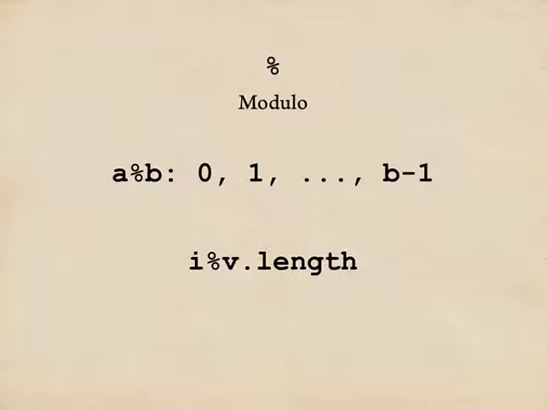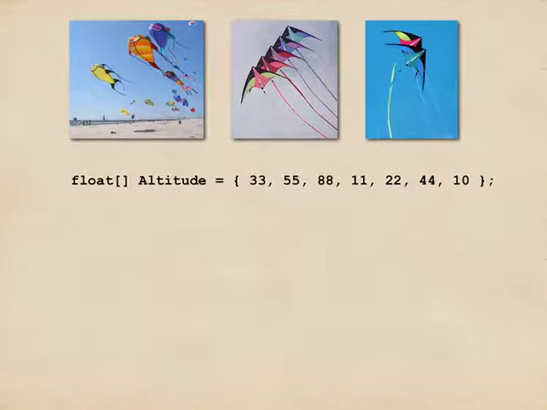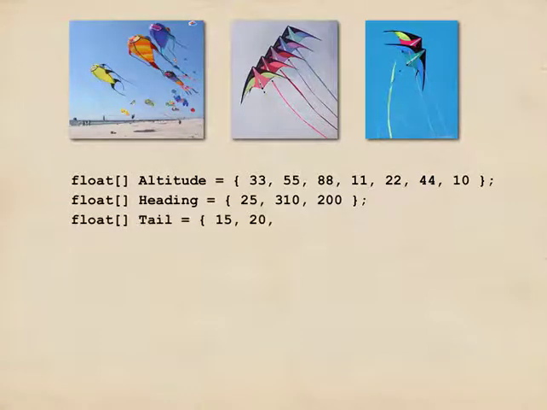Let's actually see this in practice. Suppose we want to make a sky full of kites. So to get started, I'm going to create 3 floating point arrays. One to describe the altitude of the kite, another to tell me its compass heading, and another to tell me how long its tail is. Now notice that these have different lengths. Altitude has 7 elements, heading has 3, tail has 4. If I want to make 7 kites, I have to reuse the entries from heading and tail.